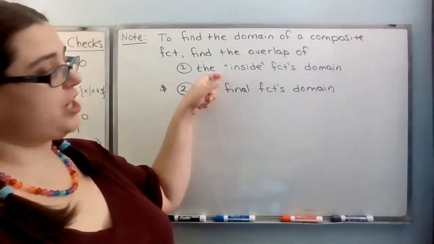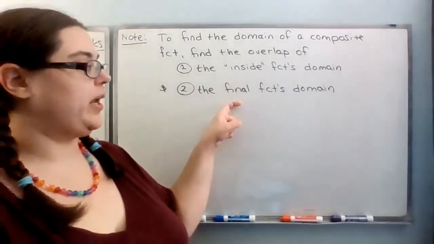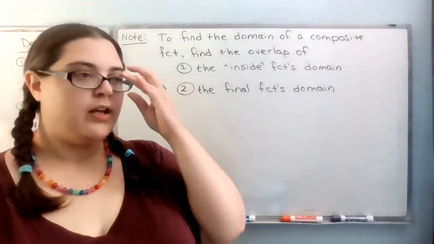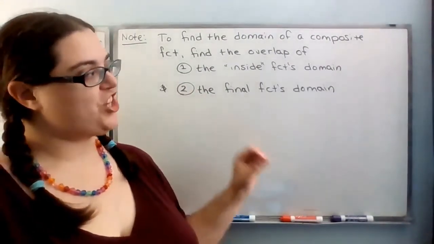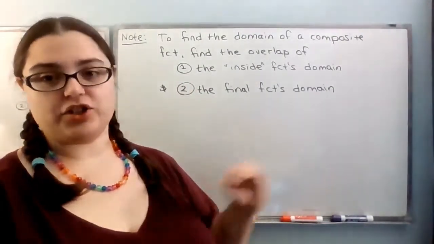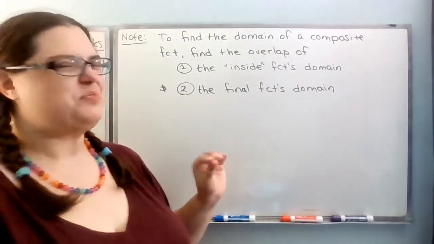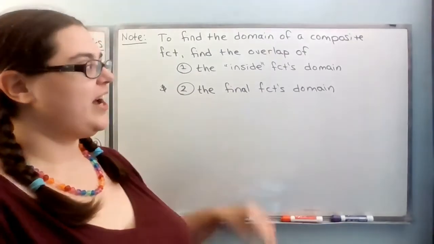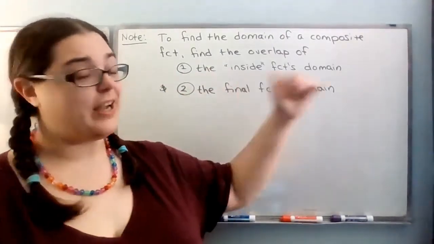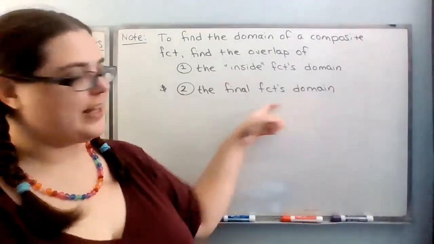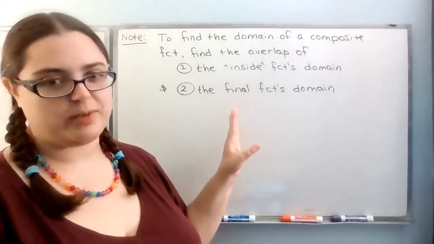So you have to make sure you check the domain of the inside function, and you want to check the domain of the final function. So you don't need to check the domain of the function you're plugging into, because the long and short of it is the range of the first function ends up being accommodated for in this last step. So there's a little bit of math in the background that I'm not going to worry too much about.